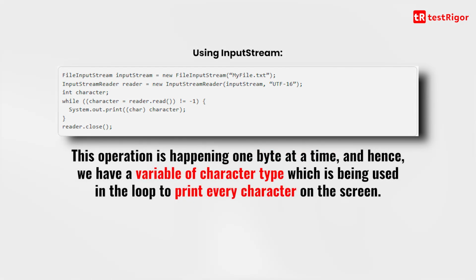This operation is happening one byte at a time, and hence we have a variable of character type which is being used in the loop to print every character on the screen.